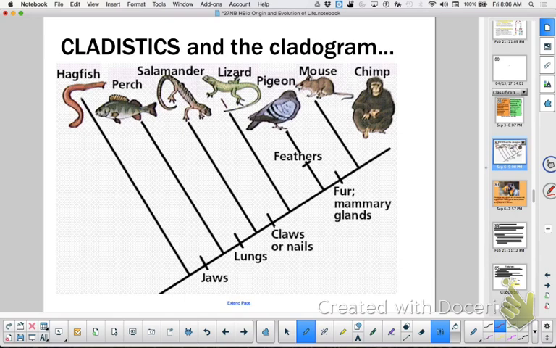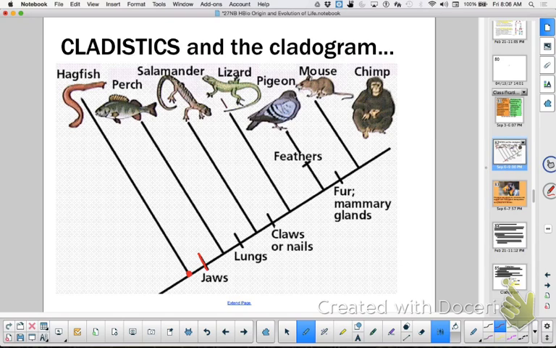So where you have these nodes right here, this is like the last common ancestor between hagfish and all the rest of these guys. But hagfish got left off because they don't have what? Jaws. From here on up you have jaws. And you get to be in that group. They all have something in common, jaws.